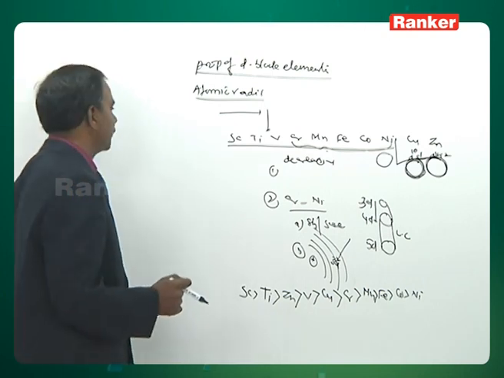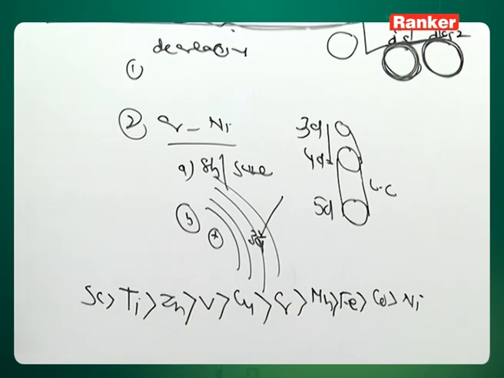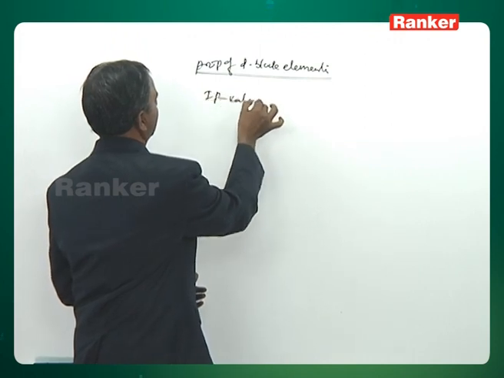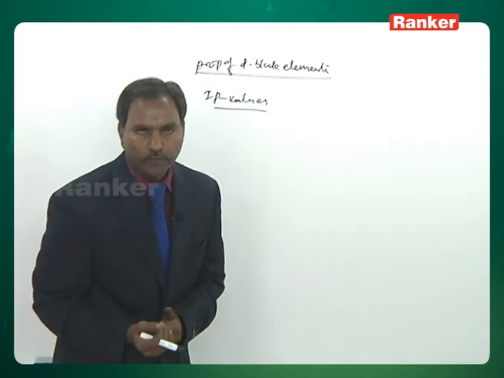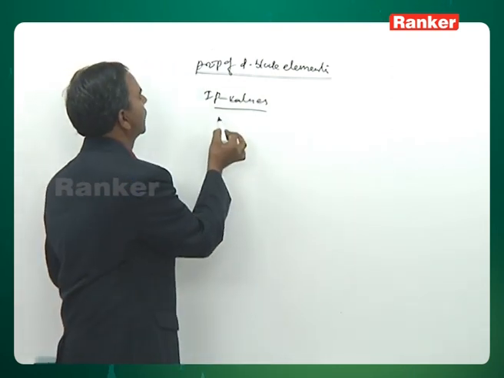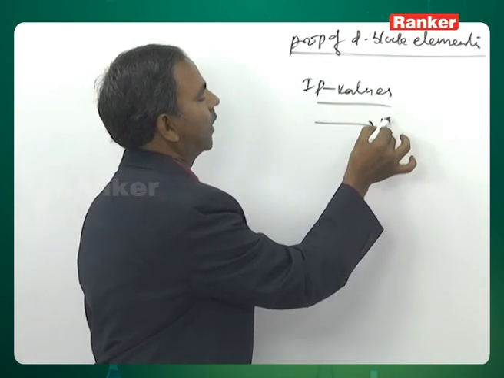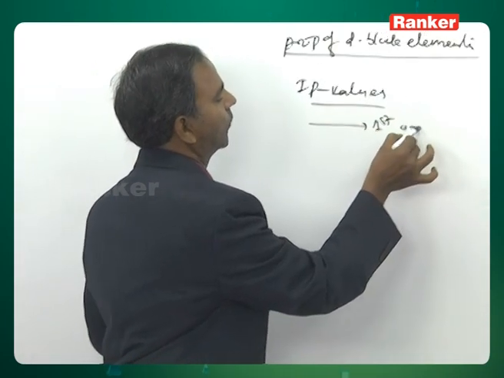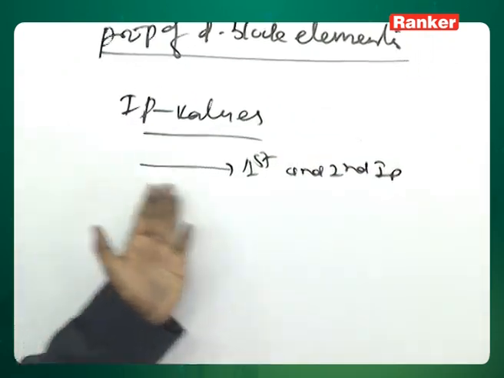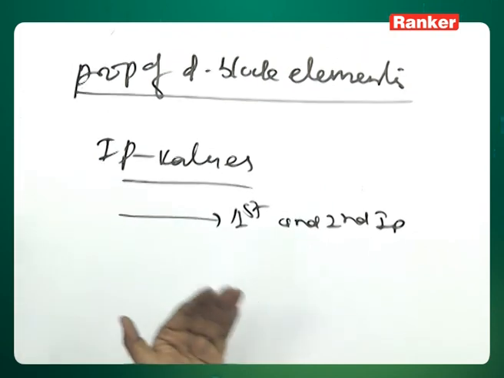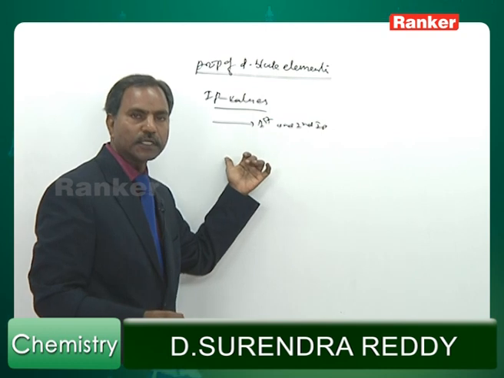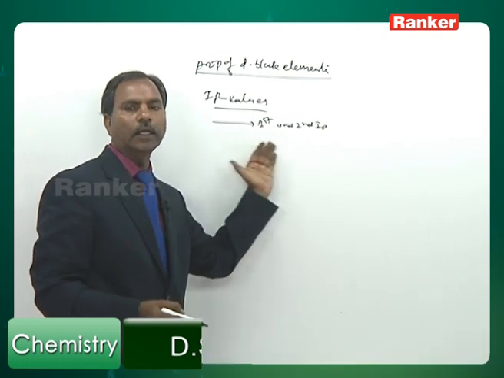Then we discuss next the IP values of D block elements. Now, from left to right, the first and second IP values: as a general trend in the periodic table, in the 3D series the first and second IP values gradually increase.